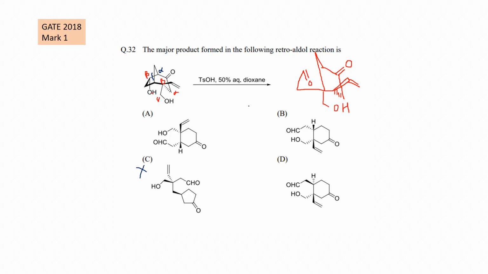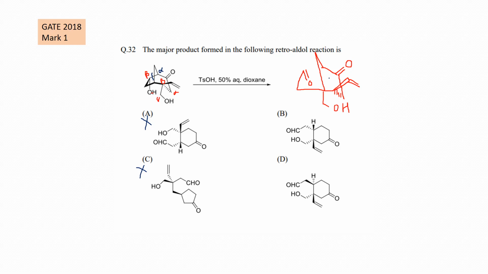Now among these three, one carbon distance from the carbonyl there is a double bond. Here the double bond is 1 carbon distance, but here the double bond is 2 carbon distance, so this one is also cut. So the option will be among these two. With a 1 carbon distance double bond, which is above the plane, the OH is below the plane. This is also below the plane.